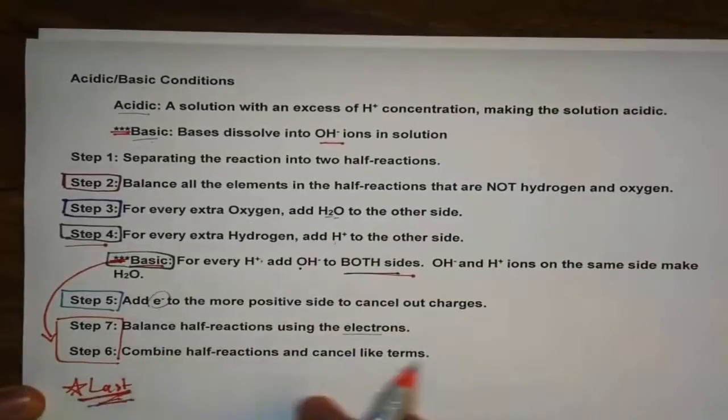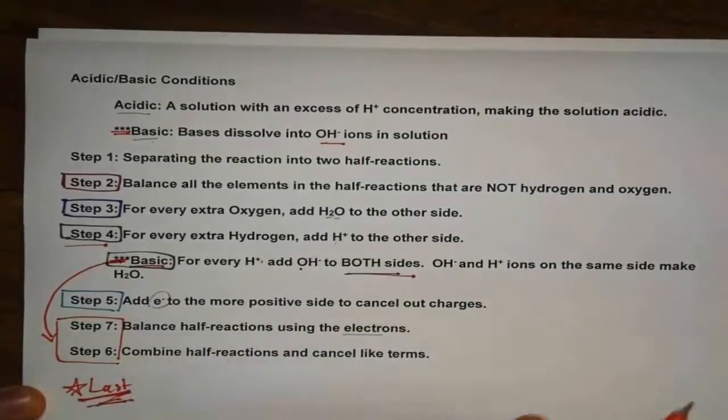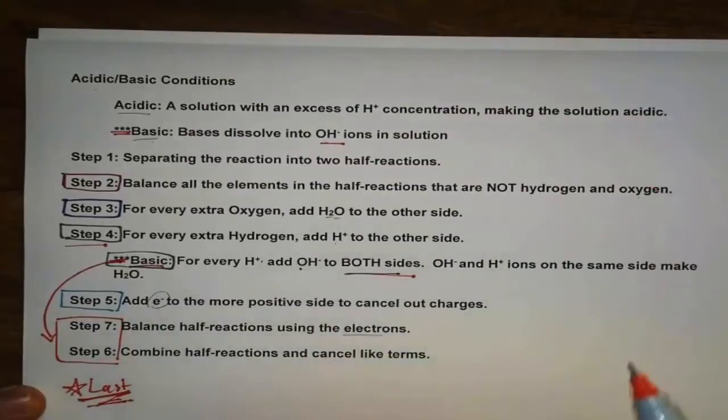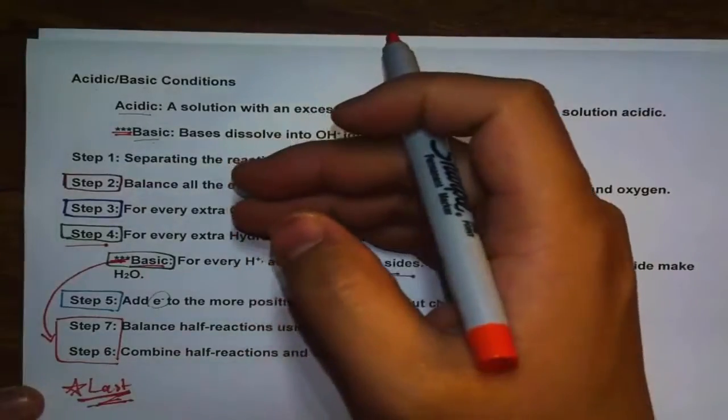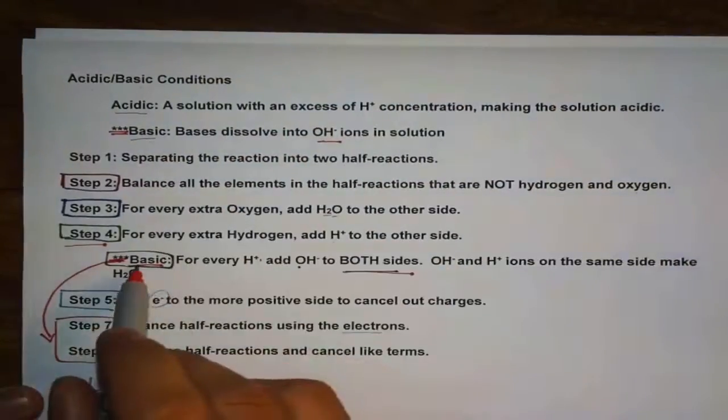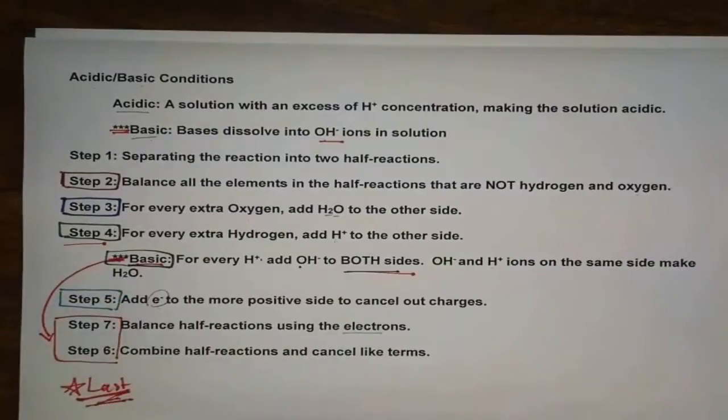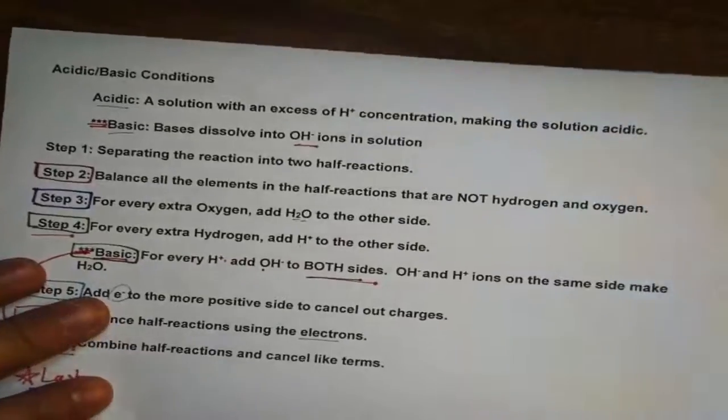We now are able to make a change from a balanced acidic redox reaction to a balanced basic redox reaction easily, without going back to step 1 and looking at the half reactions. So always save this for last, okay? Keep that in mind. Now let's go back and do an example problem together.